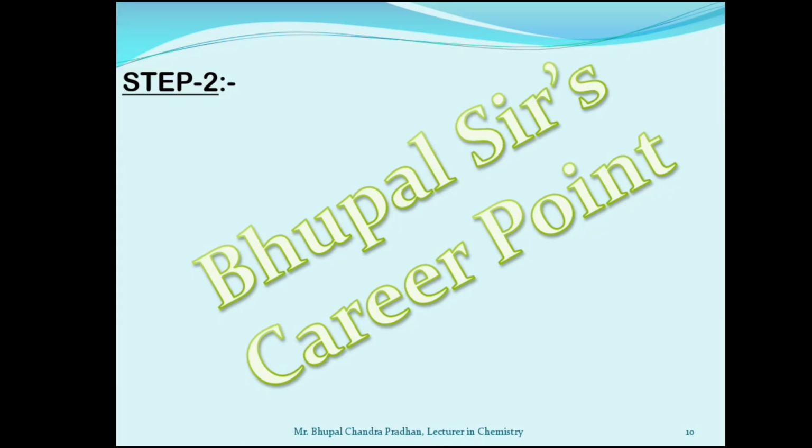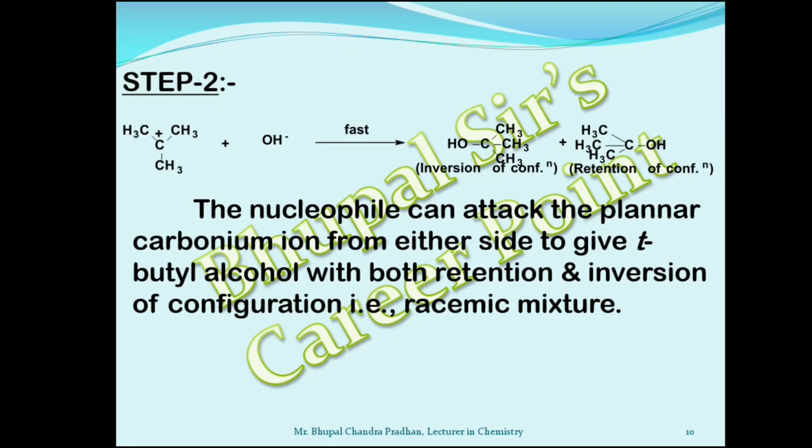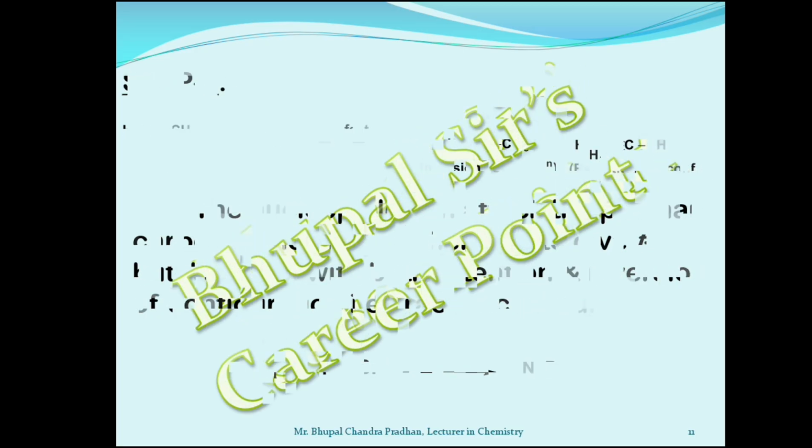As it is the slower step, it is the rate determining step, and the rate depends upon the concentration of tertiary butyl bromide. In step 2, the tertiary carbocation is attacked from both sides by the nucleophile OH-. It is a very fast reaction. As a result, two products are obtained with retention and inversion of configuration. The mixture of retention and inversion of configuration is said to be a racemic mixture. The nucleophile can attack the planar carbonium ion from either side to give tertiary butyl alcohol with both retention and inversion of configuration, that is, a racemic mixture. And finally, Na+ and Br- combine to give NaBr.